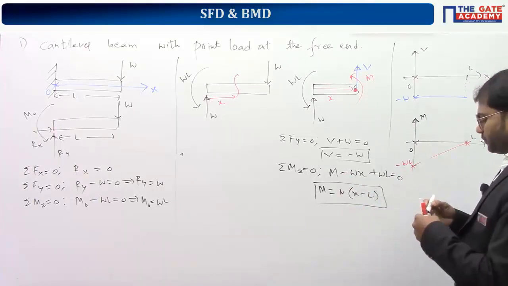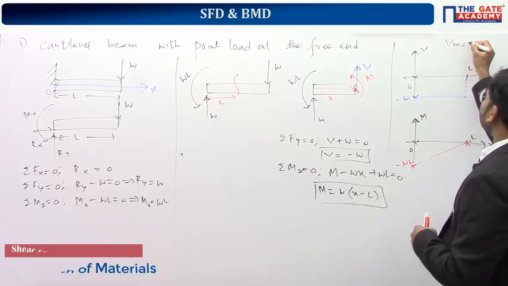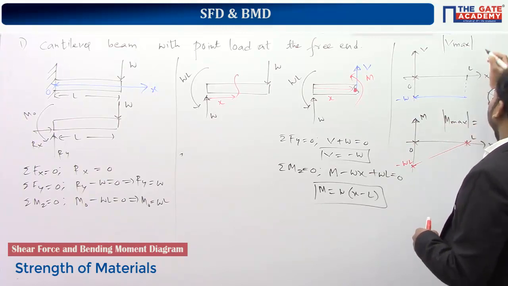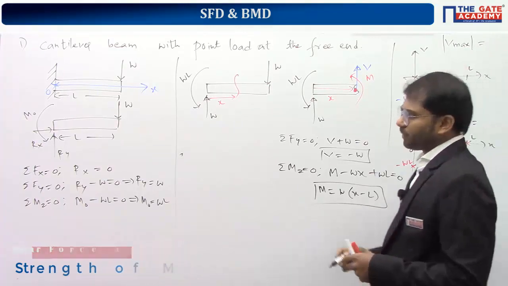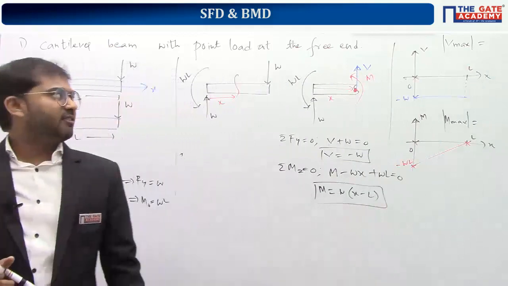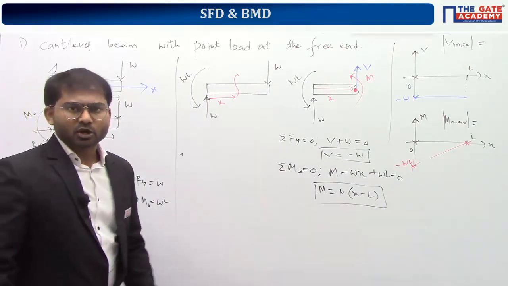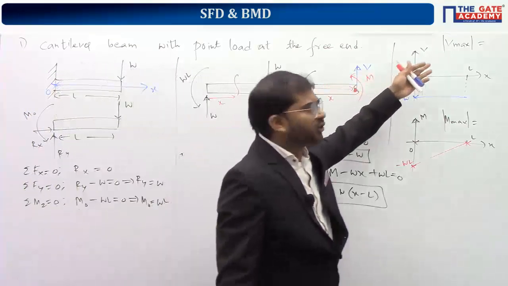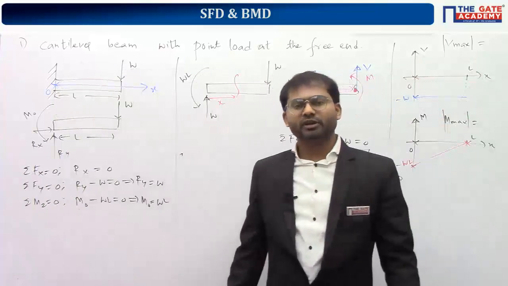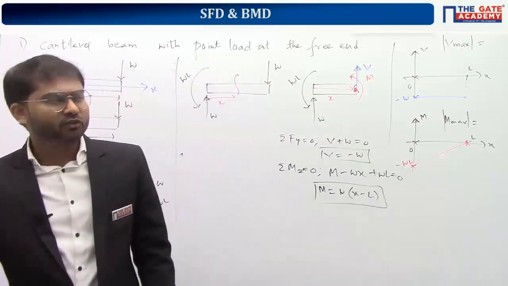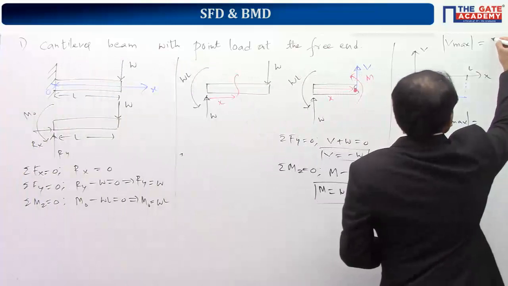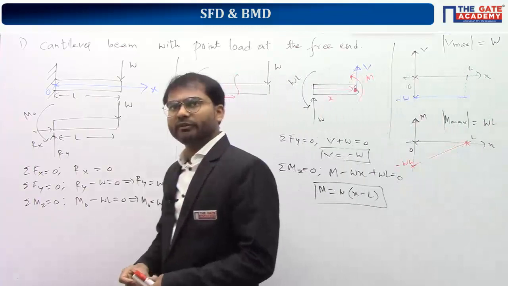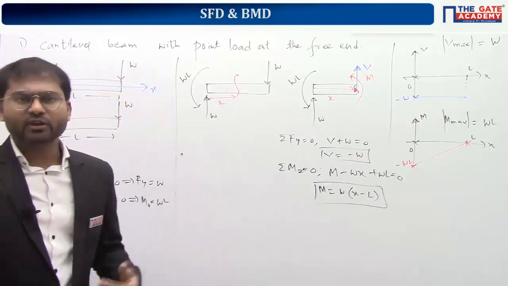Now if you see these two diagrams, we should identify what the V maximum magnitude and the M maximum magnitude are. May I know these two values? What is the V max magnitude? We have to use those two values in the next chapter, because that's the location where we will get the maximum shear stress, and the location where we get the maximum bending stress. So V max magnitude is W, and M max magnitude, the maximum magnitude of bending moment, is W into L. Very good. Understand? This is how you should do every question.